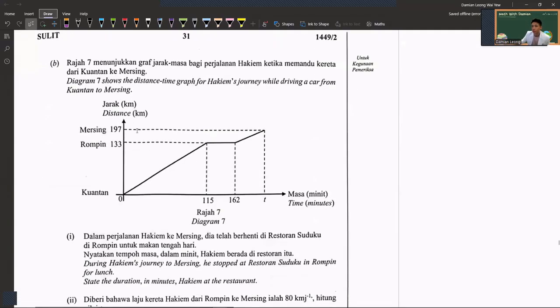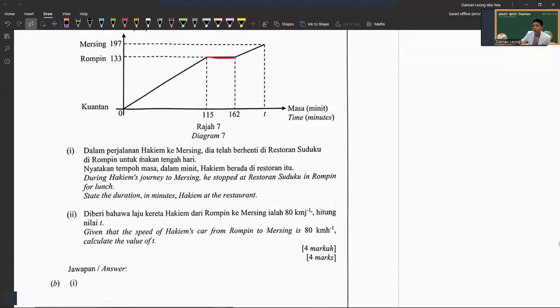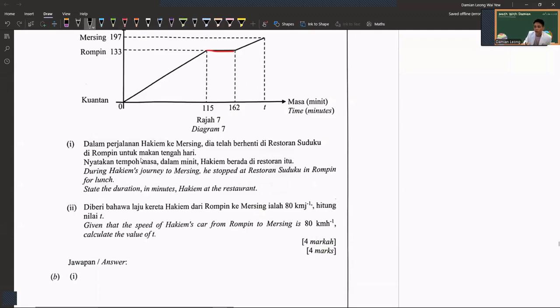Diagram 7 shows the distance against time graph for Hakim's journey while driving a car from Kuantan to Mersing. During the journey to Mersing, he stopped at restaurant Sudoku in Rompin for lunch. State the duration in minutes Hakim is at the restaurant. The duration that he stopped is from 115 to 162, so I take 162 minus 115, I get 47 minutes.